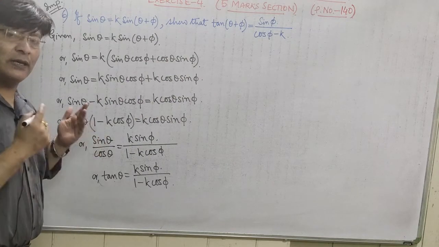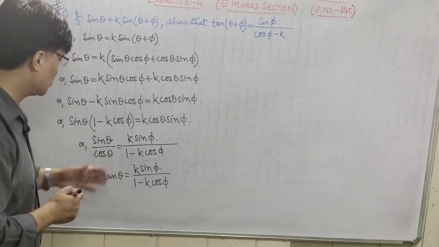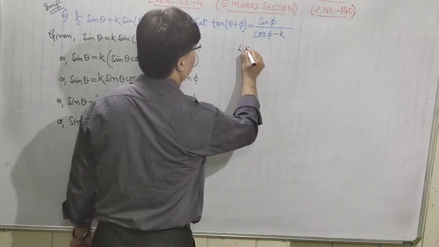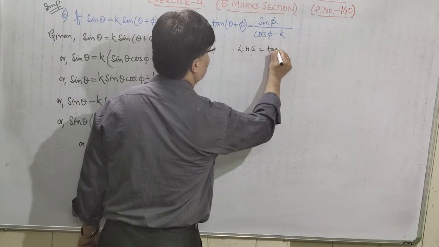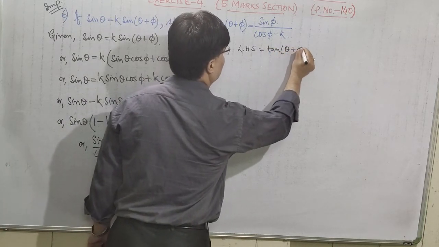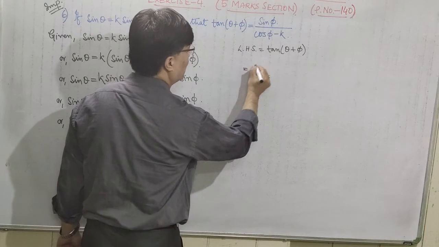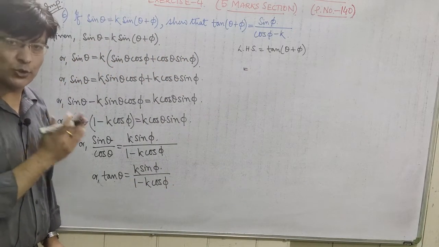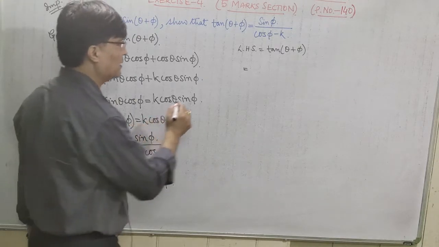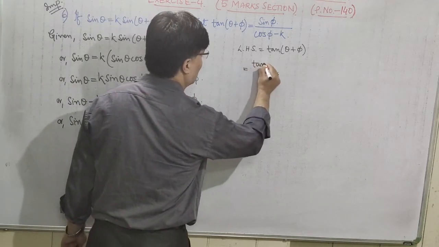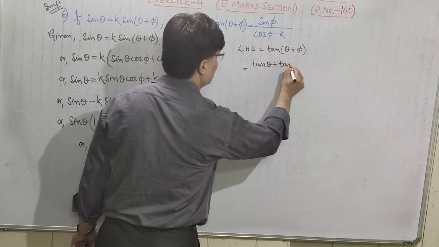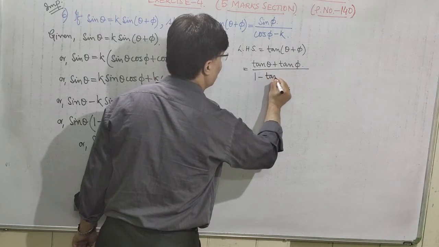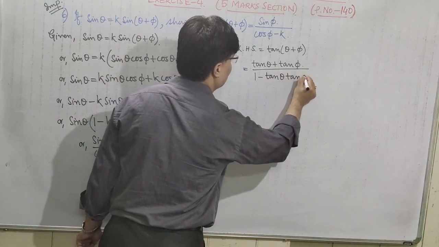So now we can prove that LHS is equal to RHS. Now let us prove left hand side is equal to right hand side. We have got the value for tan θ here. So LHS is equal to tan(θ + φ). So what is this? Tan(A + B). Here A is θ and B is φ. So what is the formula? Tan θ + tan φ divided by 1 − tan θ tan φ.